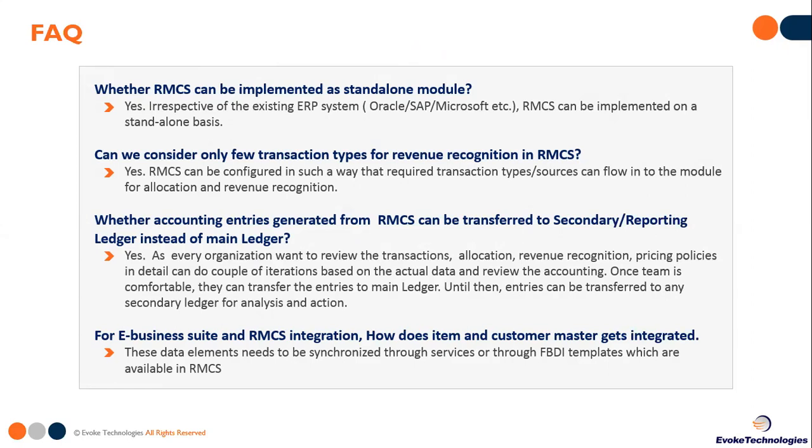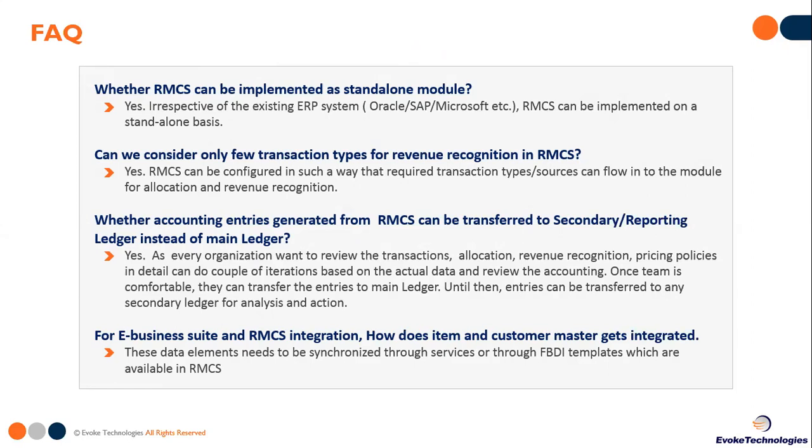as every organization wants to review the transactions, allocations, revenue recognition and pricing policies in detail. It can do a couple of iterations and finally transfer the accounting to the secondary ledger and do the analysis for some period. Post analysis, once the organization is comfortable, then they can start transferring the entries from RMCS to the main ledger, until then they could transfer the entries to the secondary ledger or reporting ledger for analysis.